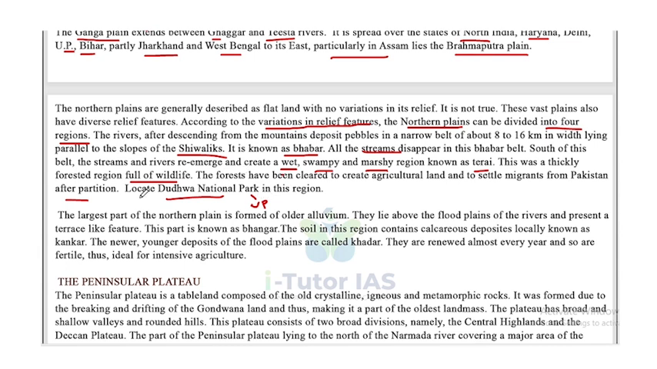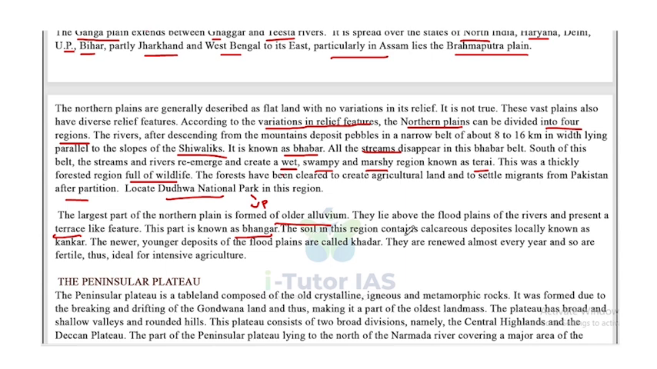Okay. Now, the largest part of the northern plain is formed of older alluvium. They lie above the floodplains of the rivers and present a terrace-like feature. Okay, so they present a terrace-like feature, and this part is called Bangar. So the first one is Bhabar, then Terai, and the third one is Bangar.